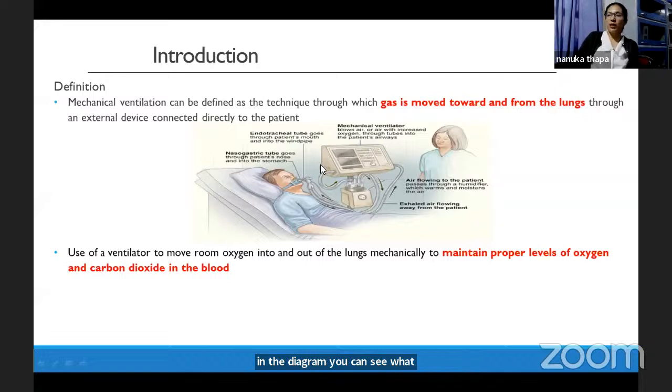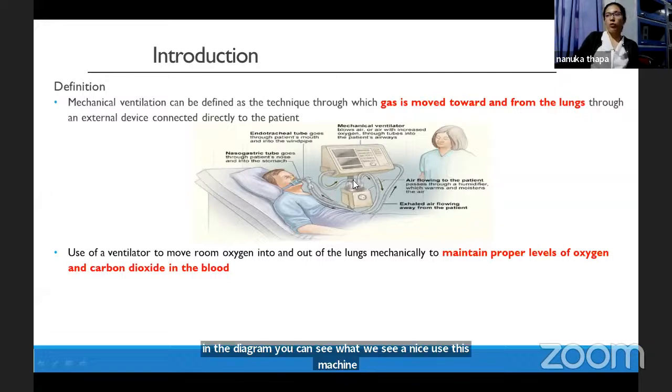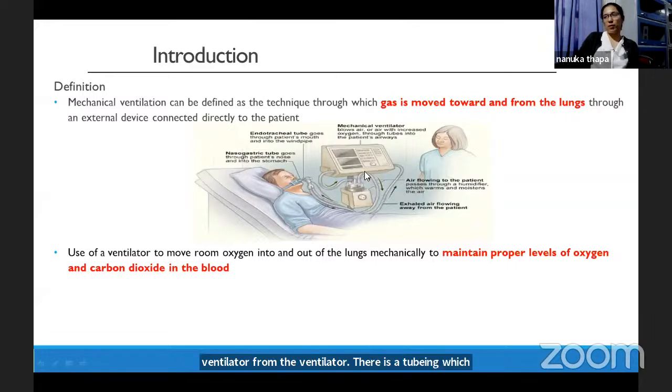From the ventilator, there is a tubing which is going to the humidifier. This is known as the inspiratory limb. This air, after humidification, warming, goes to the patient via the inspiratory limb. This is the Y connector, which is then connected to an ET tube. This movement will lead to inspiration. Once the positive pressure from the ventilator is stopped, passive expiration takes place through the expiratory limb, and then the air goes back to the ventilator.